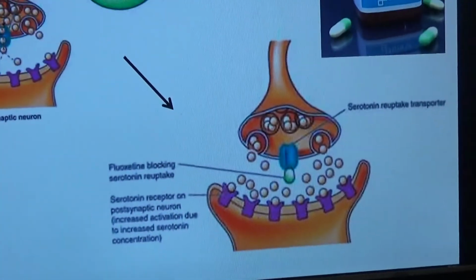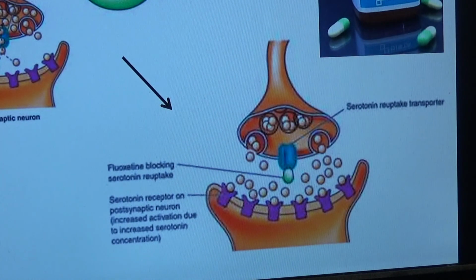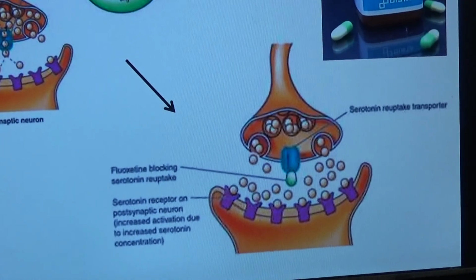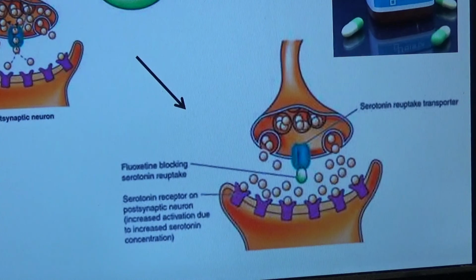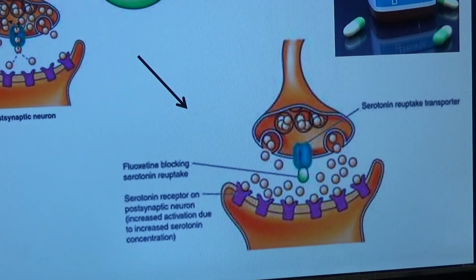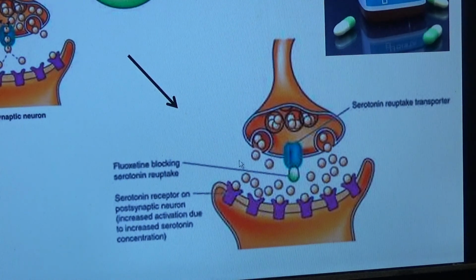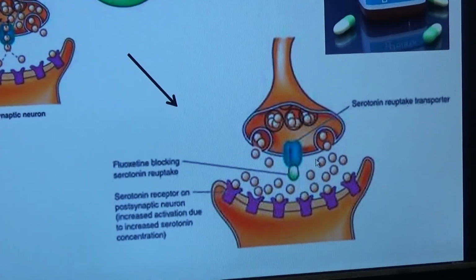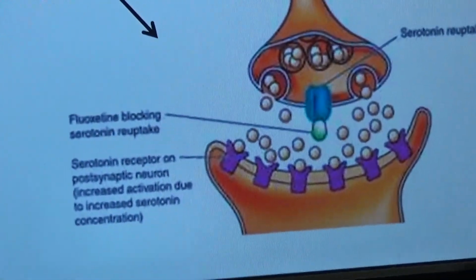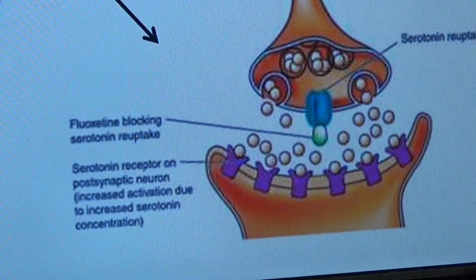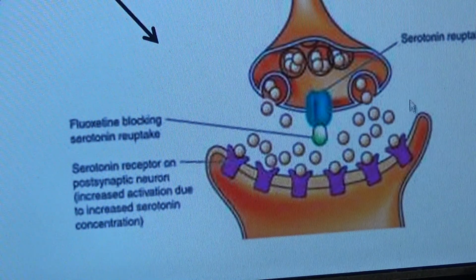I just wanted to give a little bit of information on this, and there's a lot more complexity to SSRIs and what they do. But that's it in a nutshell, because they're essentially an indirect agonist of the serotonin receptor by inhibiting serotonin reuptake. They're inhibiting the serotonin reuptake transport protein. Okay, cool.